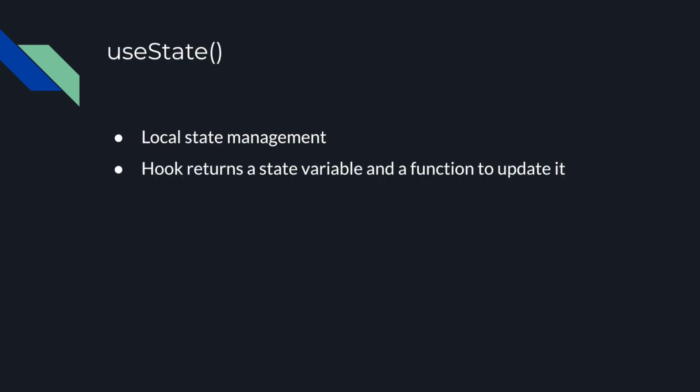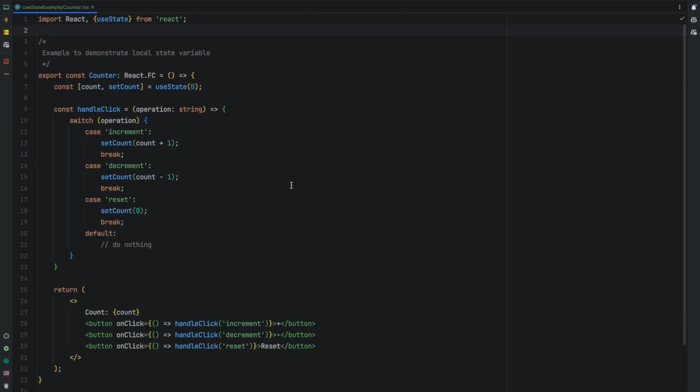Local state management with a useState hook. The useState hook is used to add local state to functional components. This hook returns a state variable and a function to update it. It's ideal for managing state that is local to a single component. Here is an example to demonstrate the usage of a local state variable.